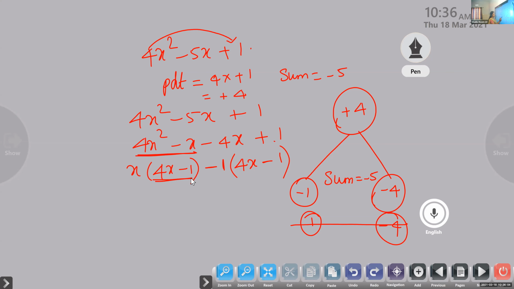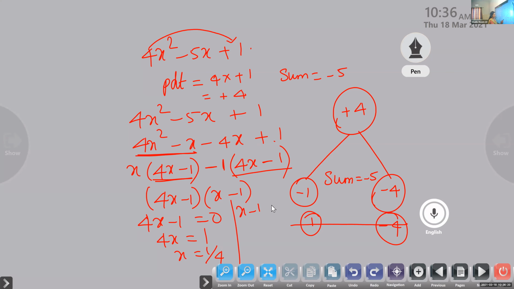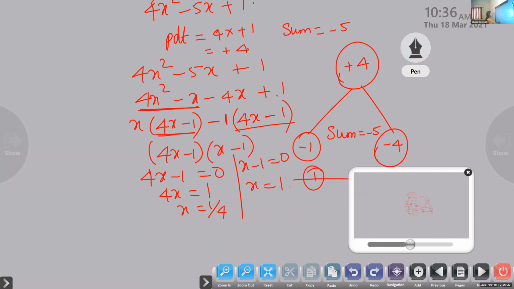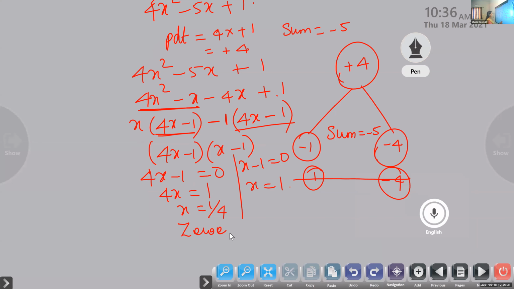Now here we can take 4x minus 1 as common. 4x minus 1 into x minus 1. Now equate each factor to 0. So 4x is equal to 1, x is 1 by 4. Similarly the other one, x minus 1 is 0, therefore x is 1. Therefore the zeros are 1 by 4 and 1.